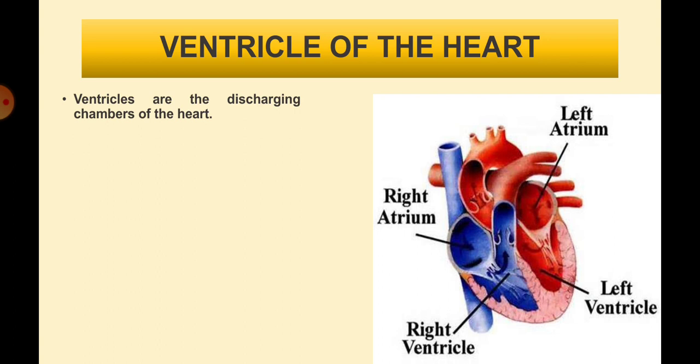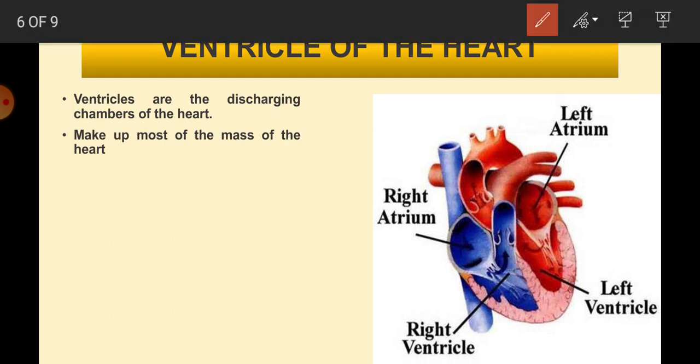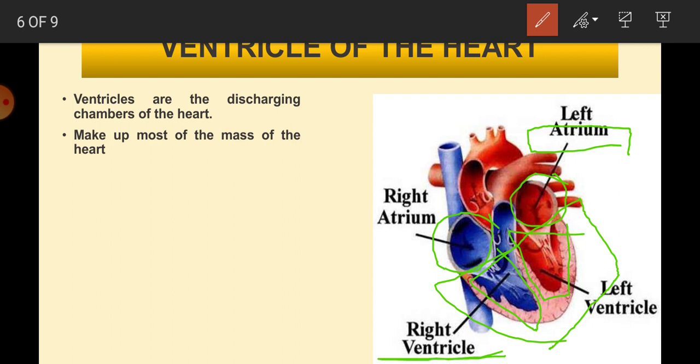Then ventricles are the discharging chambers of the heart and make up most of the mass of the heart. They are quite larger than the atriums. Here you are seeing the upper chambers are the atriums and the lower chambers are the ventricles, and you are seeing most of the part of the heart occupied by the ventricles.